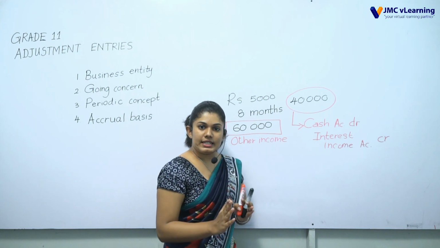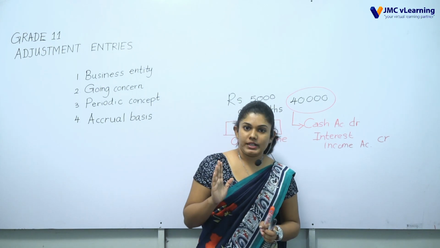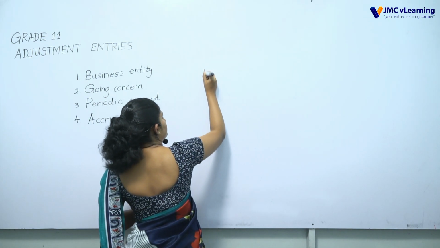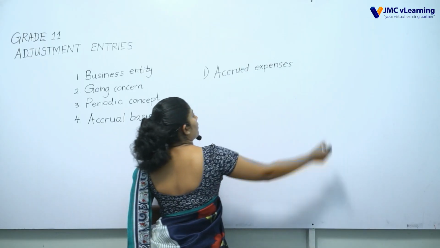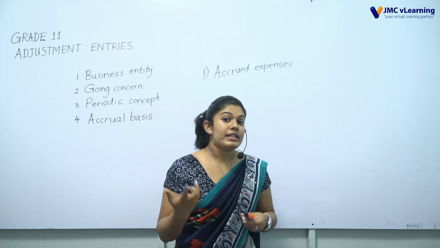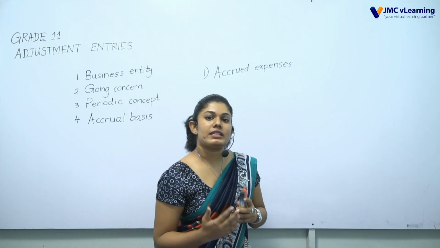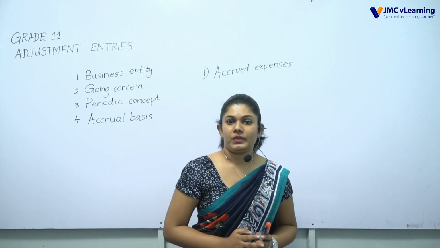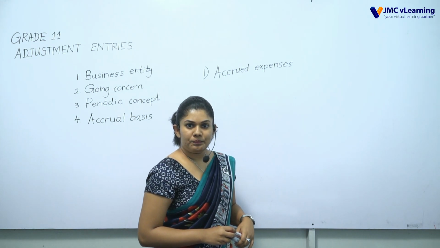So, in this lesson, we have to talk about mainly 4 adjustment entries. Those are: number 1, accrued expenses. Next, income receivable, the example we discussed now. And third is bad debts. Last, depreciation. First of all, let's discuss what is accrued expenses.